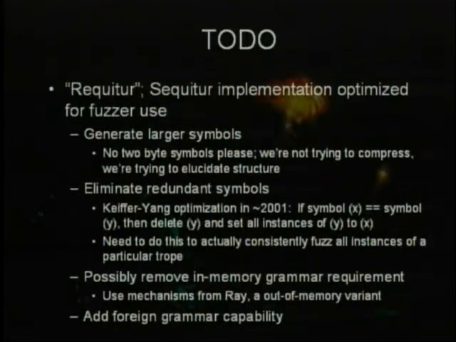So I've been working on an updated version of Sequitur called Requitur, which is optimized for fuzzer use, generates larger symbols, eliminates redundant symbols, maybe removes the in-memory grammar requirements so we can scale up to tens of gigs, grab all symbols from your hard drive, and add foreign grammar capability so you can start analyzing files relative to everything else. But what do I got now?